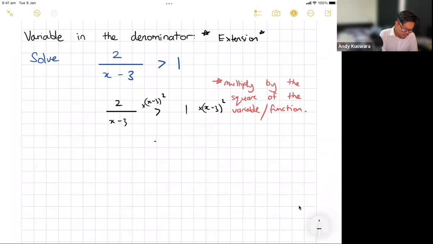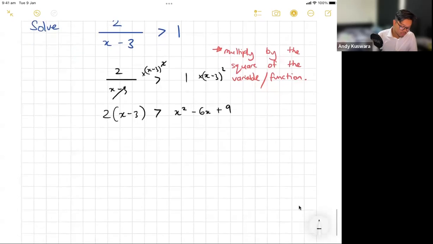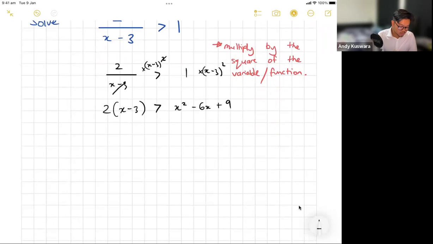Okay. So with that in mind, that means one of these is going to cancel out on the bottom, and on the top, it's going to leave me with 2 bracket x minus 3. All right, and on the right-hand side, I haven't multiplied or divided by a negative number, so I don't need to flip the sign. And that's going to leave me with, and I'm going to expand this because I know the expansion, x squared, take away 6x plus 9. Okay, now let's keep going. Let's expand this out a little bit more. So this becomes 2x take away 6 is greater than x squared take away 6x plus 9.